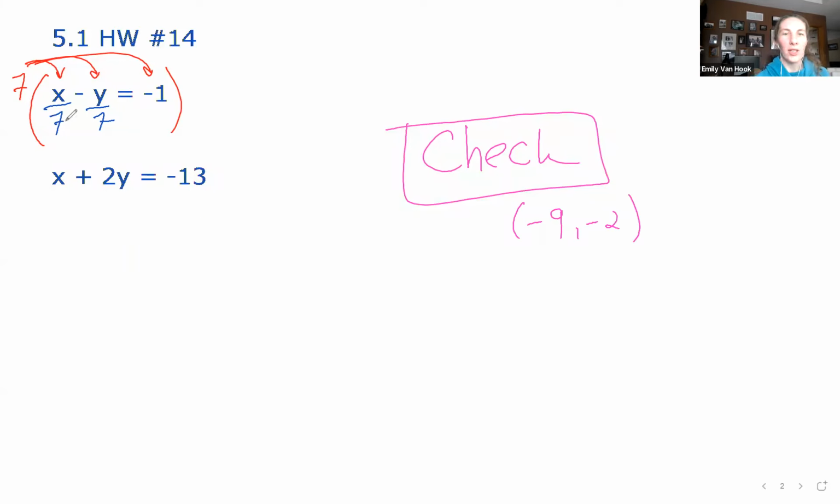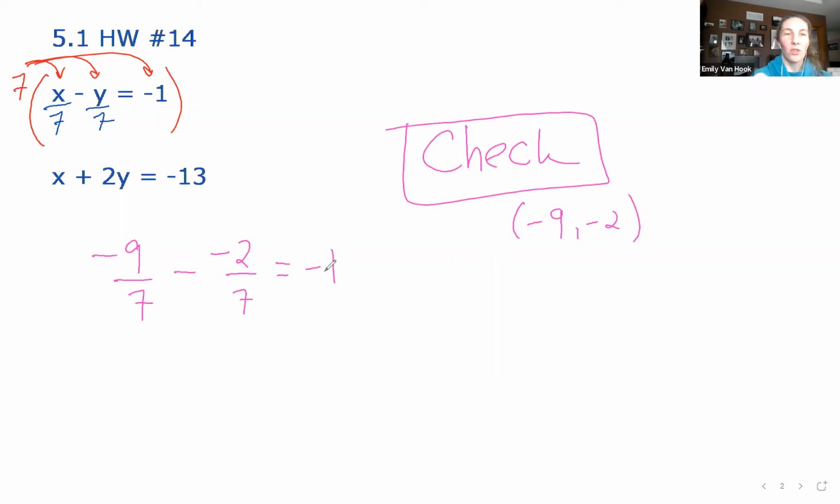It was x over 7 minus y over 7 equals -1. Replacing x with -9, replacing y with -2. So instead of x over 7, we're writing -9 over 7, minus, instead of y over 7, we're writing -2 over 7, equals -1. So now we're checking, we're assuming it's going to work. Let's see if it does.